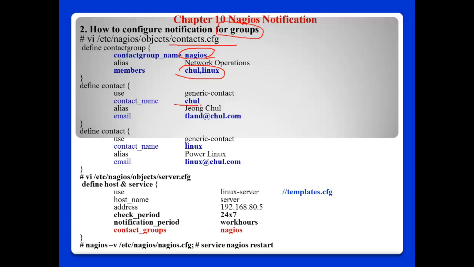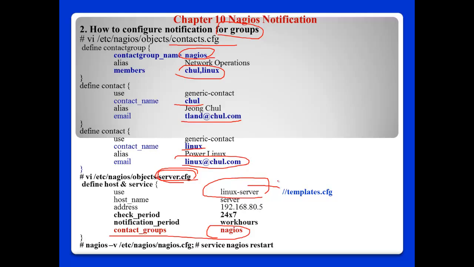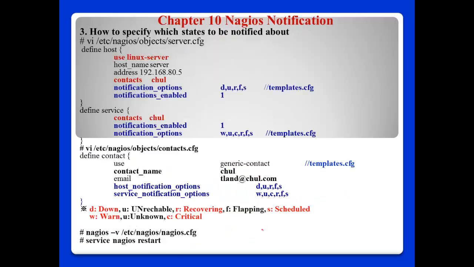So here, contact name char and email address. Contact name linux and email address like this. Then in each device we can use contact group nagios like this. Or if the device uses the template linux-server, this template we can find in the file template.cfg. So here we can add the contact group, and the other is the same.